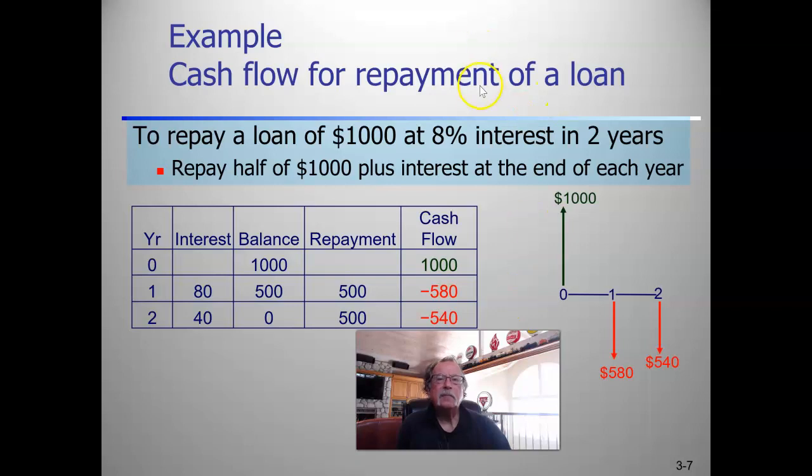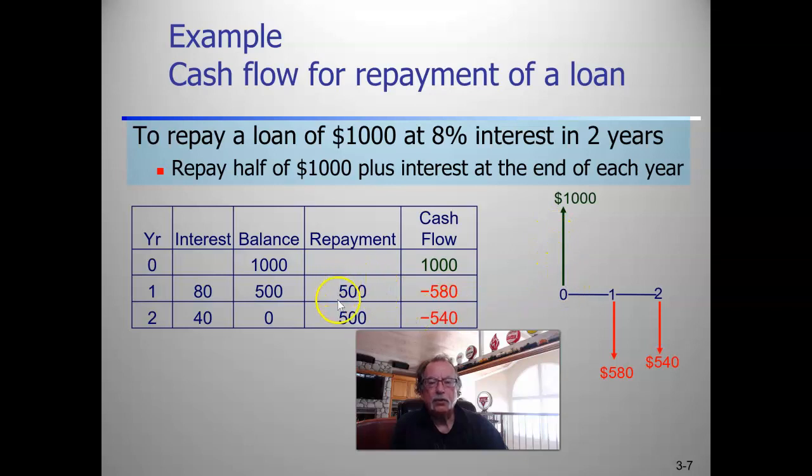Now let's say we're going to borrow $1,000 at 8% interest, and we're going to pay it off over a 2-year period. And some of the terms of the loan is we're going to pay half of the $1,000, or $500, at the end of year 1, and the other half at the end of year 2. So if you look at what's going to happen here, we're going to borrow $1,000, we're going to get it into our pockets in year 0.